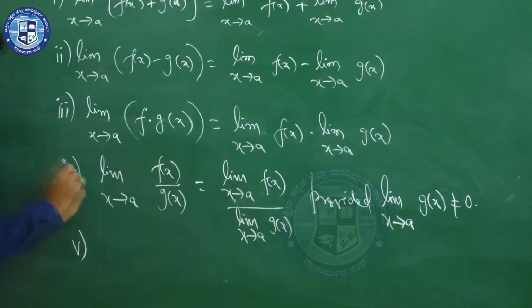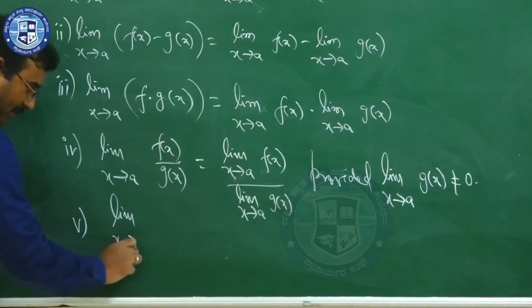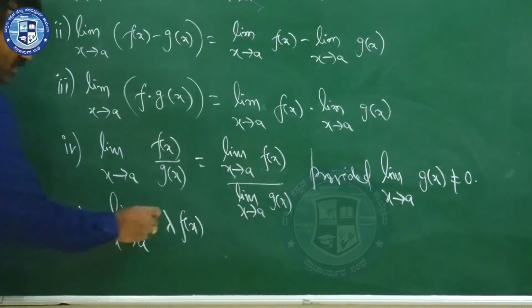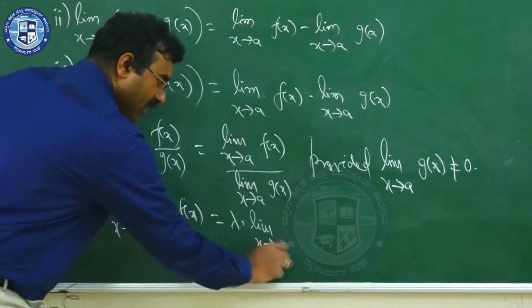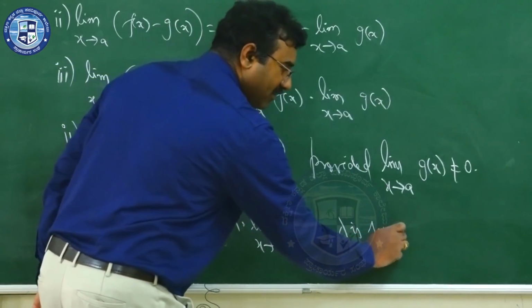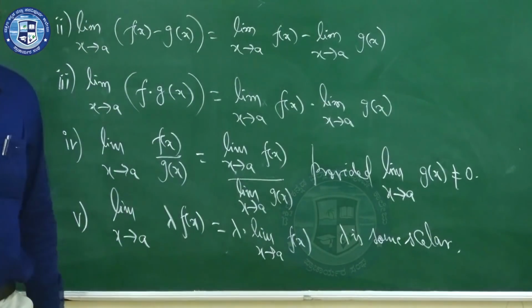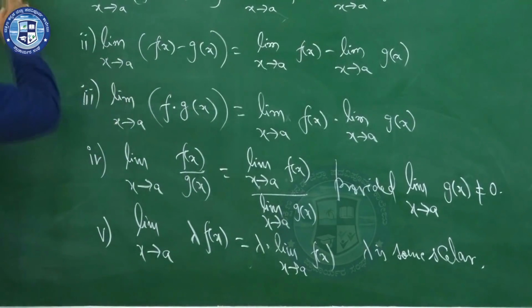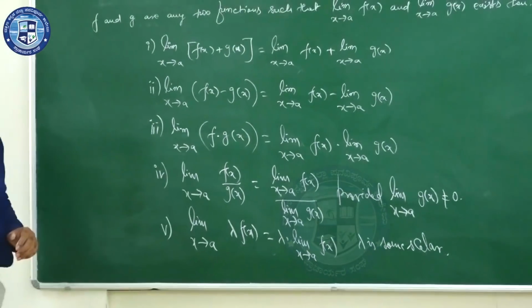And then the fifth point: limit x tends to a of lambda times f(x). Here lambda is some scalar. So it will be lambda times the limit x tends to a of f(x). These are the algebra of limits. So these are the points we have learnt in first PUC.